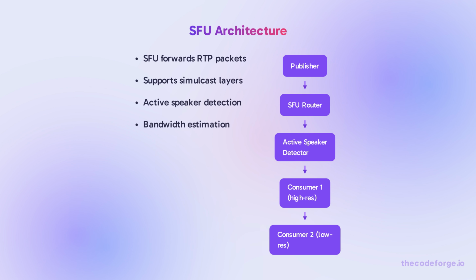The media server is the heart of your Zoom clone. It runs an SFU that receives RTP packets from publishers and forwards them to subscribers. Each media server handles a subset of participants. Key components: a transport for each peer, a router that maps incoming streams to outgoing streams, and a bandwidth estimator. The SFU must support simulcast. Each publisher sends multiple resolutions. The SFU selects which layer to forward to each subscriber, based on their bandwidth and screen size.